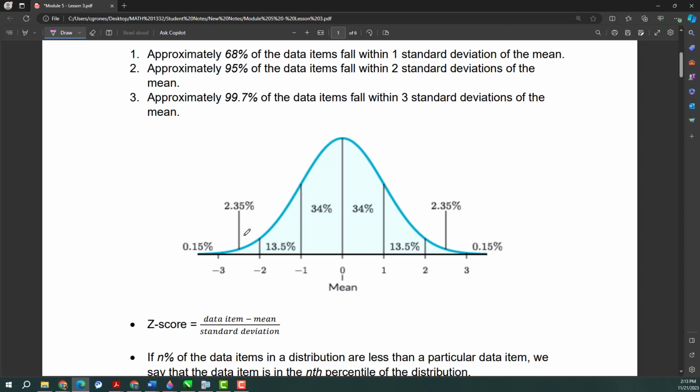So everything under this line is going to be 100% of that data set, and it's broken up by each section. We've got 0.15% on the ends, 2.35%, 13.5, and then 34 on both of the sides.